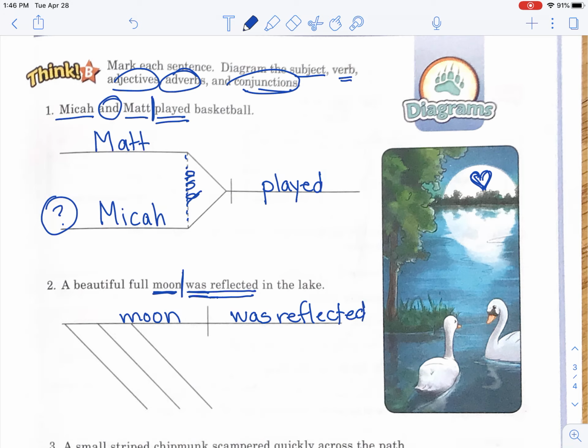And I'm going to look. There's one, two, three lines. It helps me, because now I know there's three adjectives that I'm looking for to describe the moon. So what was the moon? Look back at our sentence. Well, the moon was full. Okay. The moon was beautiful. That's awesome. And this is one I always forget. A, not the, not that. A beautiful full moon. Okay. So let's write them on our line. A beautiful.